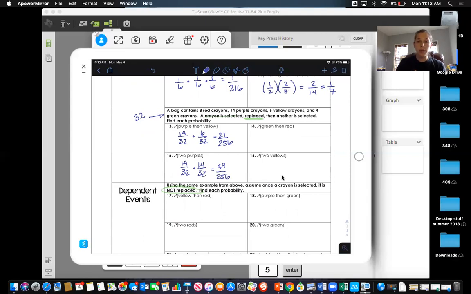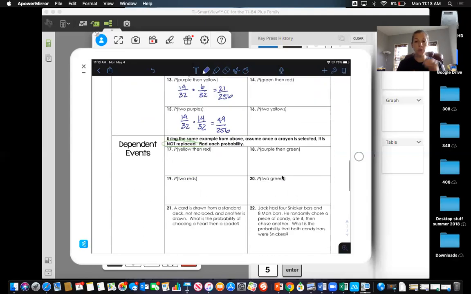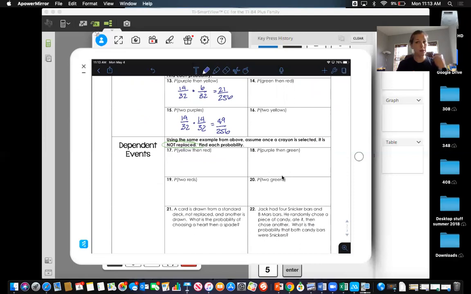So switching my situation, if it is not replaced, so same number of crayons in the bag, but when I pull out that first crayon, it stays out. So this would be dependent because it changes. So if I want a yellow and then a red, if you go back up, there were 6 yellows out of the 32 crayons in the bag. So I pulled out that yellow crayon. So I took out the yellow. It's now gone, no longer in the bag anymore.